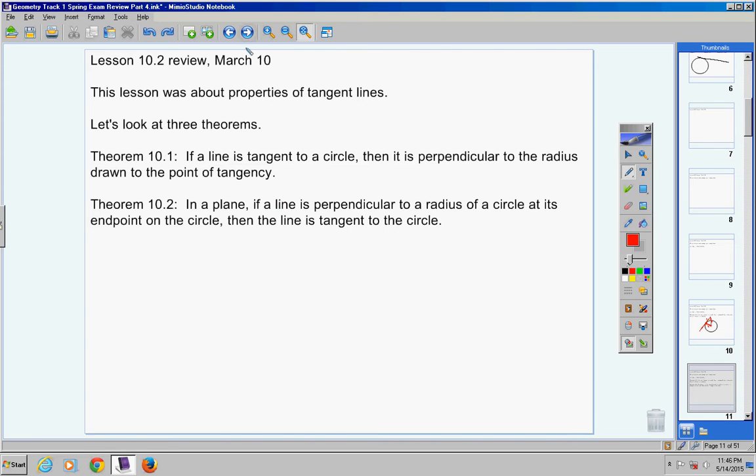Alright, another theorem you need to know, and of course when I say know, I don't mean fill in the blank, but I mean understand what it means.